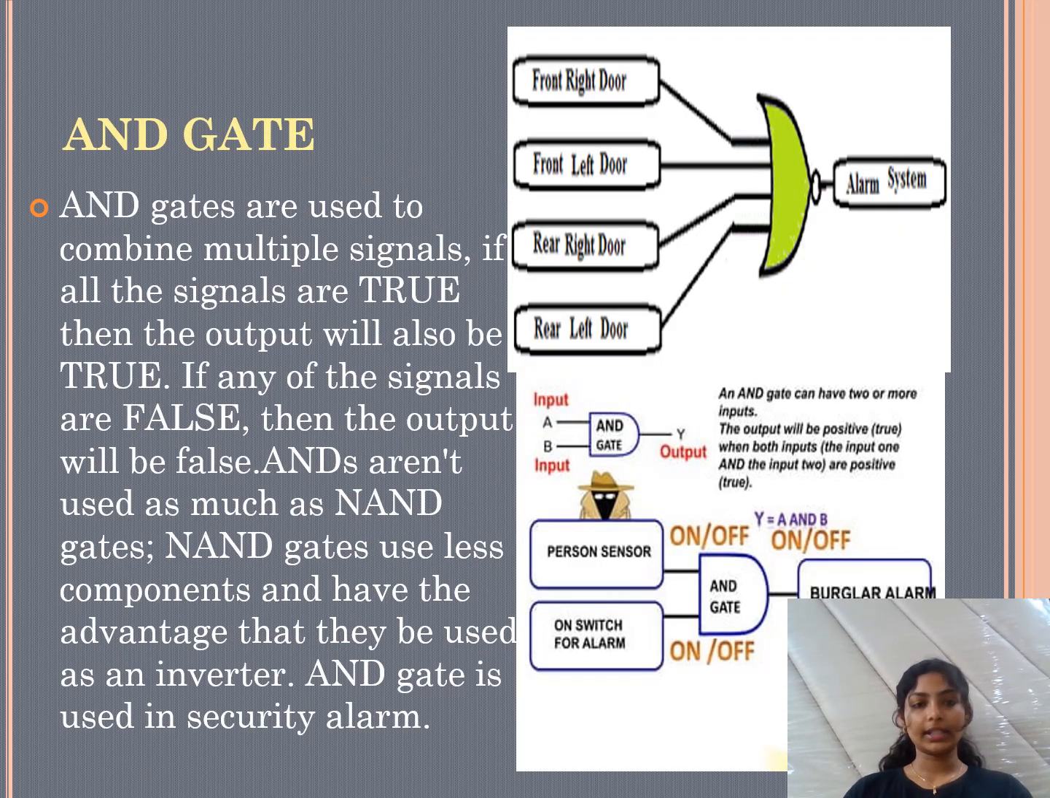AND gate. Now, applications of AND gate. AND gates are used to combine multiple signals. If all the signals are true, then the output will also be true. If any of the signals are false, then the output will be false. ANDs aren't used as much as NAND gates. NAND gates use fewer components and have the advantage that they can be used as an inverter. AND gate is used in security alarm.